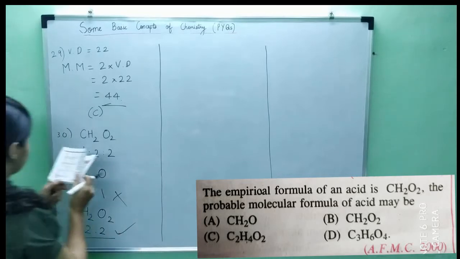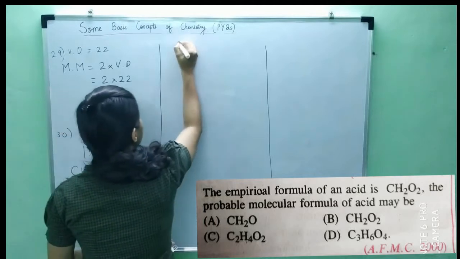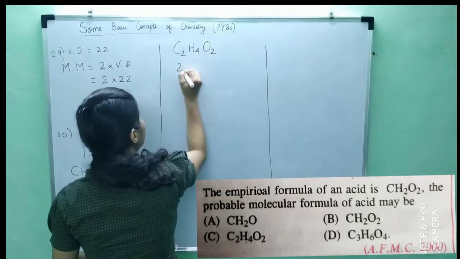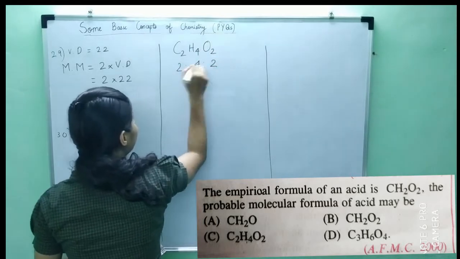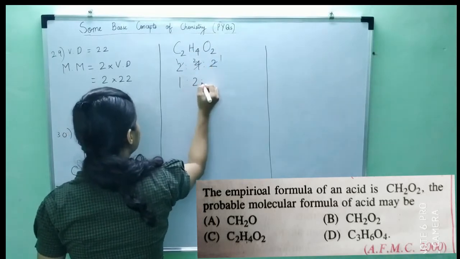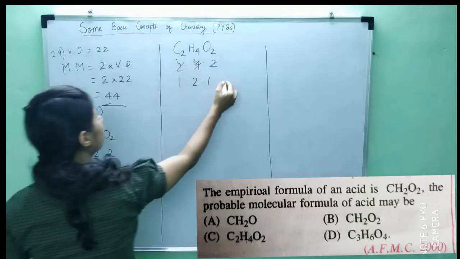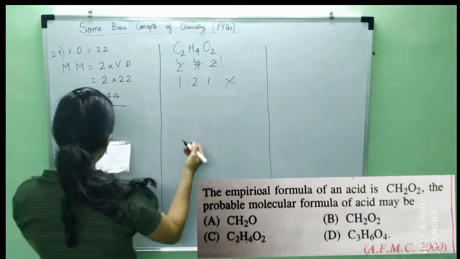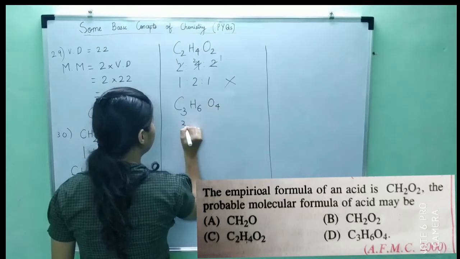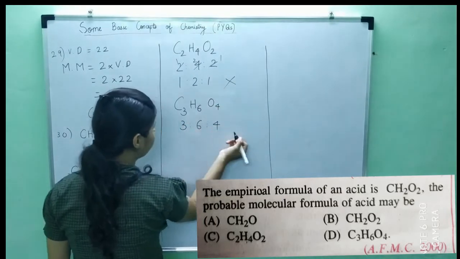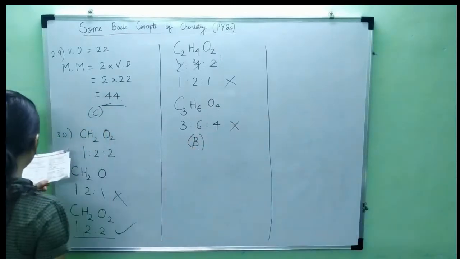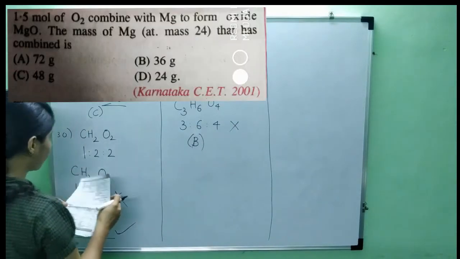Let's look at the other options also. C2H4O2. Now this is 2 is to 4 is to 2. If I take a simplified ratio, this comes out to be 1 is to 2 is to 1. This is not equal to 1 is to 2 is to 2, so this is also not the option. And last is C3H6O4. So this is 3 is to 6 is to 4. I cannot divide this further, but this is also not the option. So the correct option is Option B.